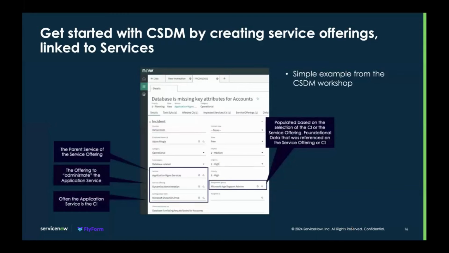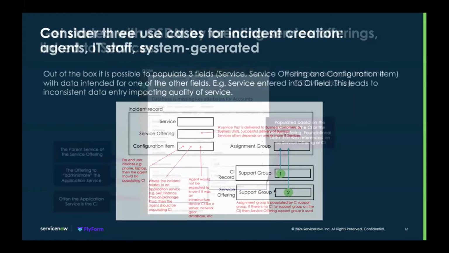And ultimately, this really helps, because what we're saying is we're looking at the service offering, which links into the service. The application service is often the CI, and we're seeing some chat around there. And you can also derive the assignment group. It's either the support group for the service or it's the support group for the CI. And we'll see a little bit more of what that means in a moment.